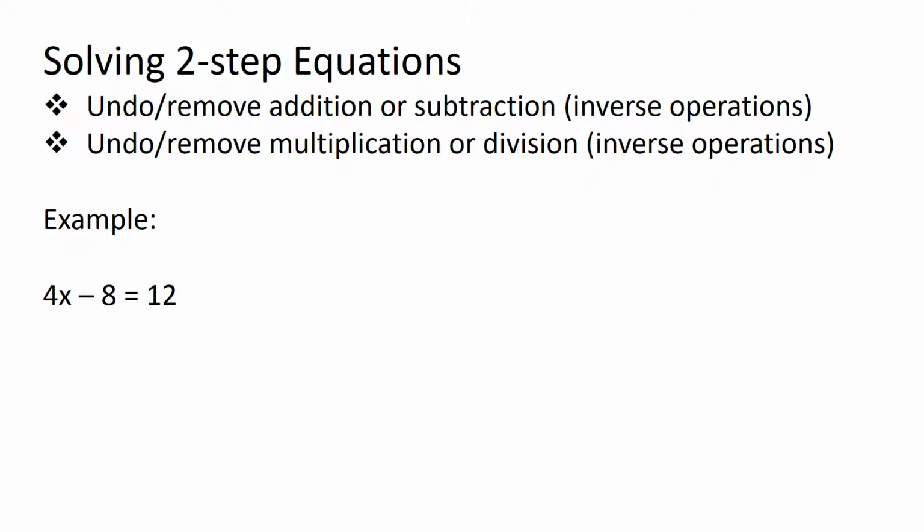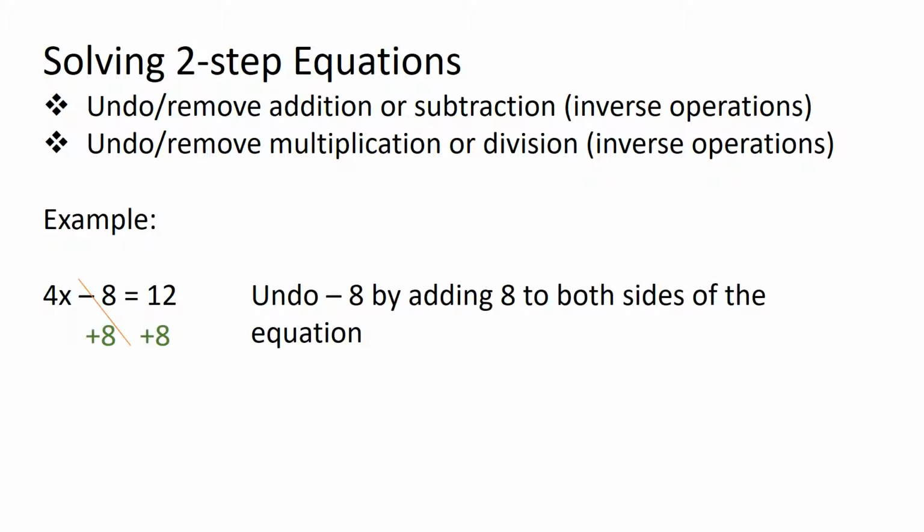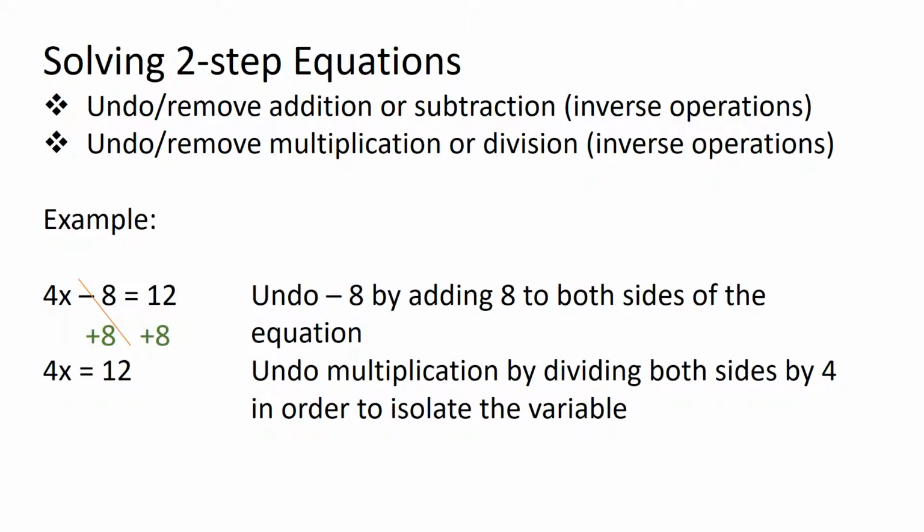So here's our example. 4x minus 8 equals 12. The first thing you do is look at your problem and see if you have any addition or subtraction. If you do, that's what you want to remove first. So in order to get rid of the negative 8, we would do the opposite, and we would add 8 to both sides of the equation so that it will balance. That's going to leave me with 4x equals 20.